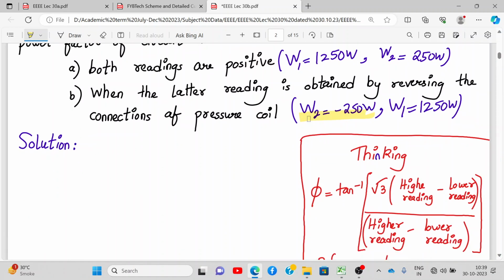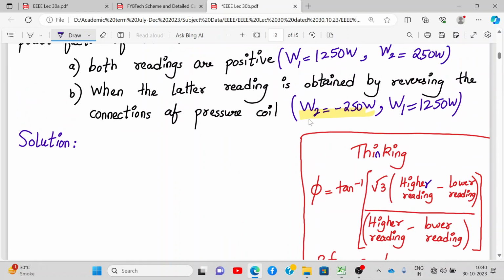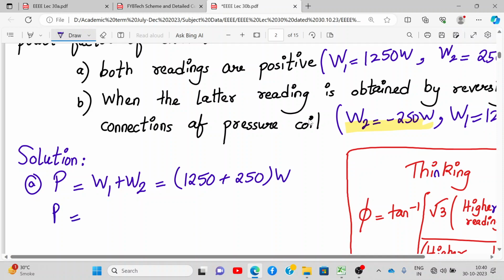So let's start solving. Remember, phi will be tan inverse of root 3 (higher reading minus lower reading) over (higher reading plus lower reading). You need to remember this. And power factor is cos phi. Only these two formulas are there. So let's find out the first one now. First we have to calculate the total power. The total power in the 2 wattmeter method is W1 plus W2. So 1250 plus 250 watts. So how much is that? 1500 watts. You have already got the answer.